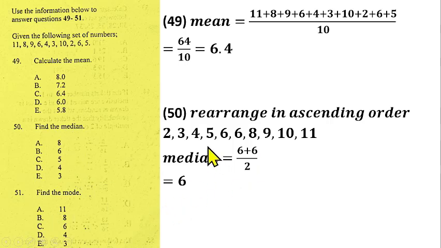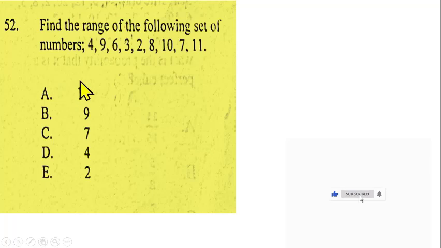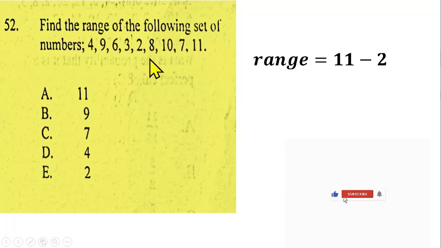The mode is the most occurring number in the data, and we can see that 6 appeared twice, so that means the mode is going to be 6, which is option C as well. Question number 52, we have to find the range of this data. Of course, we know that range is the difference between the highest number and the smallest number. That will be 11 minus 2. The highest number there is 11, the smallest is 2. So the range is going to be 9, which is option B.